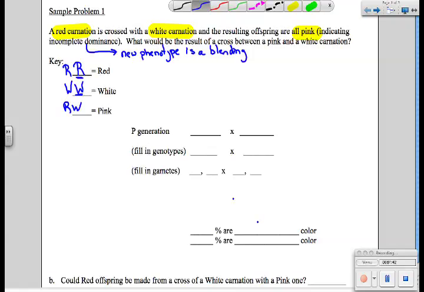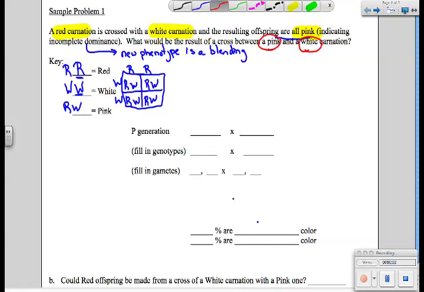Okay, let's verify this with a cross. Sorry, my box is a little sloppy there. In this cross, let's cross a red parent and a white parent, and you can see that the resulting offspring all have the genotype RW, and they're pink, given what we're told in the problem, that red and white carnations crossed together make pink. Now, let's solve the problem at hand. The problem asks, what would the result be of a cross between a pink and a white carnation?